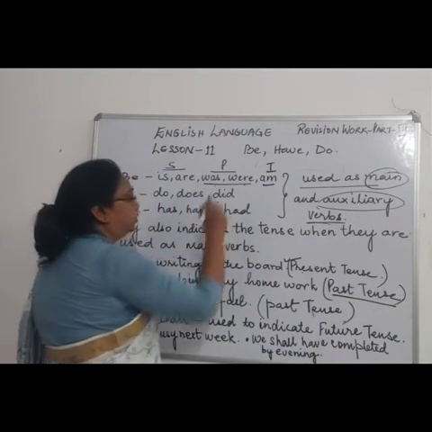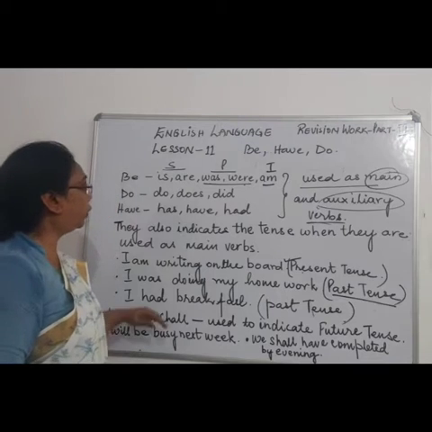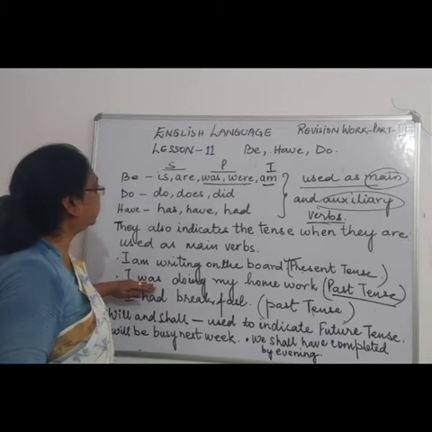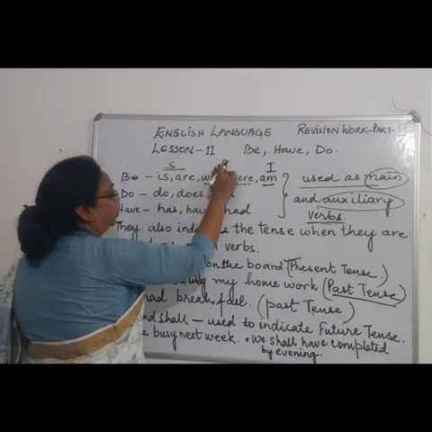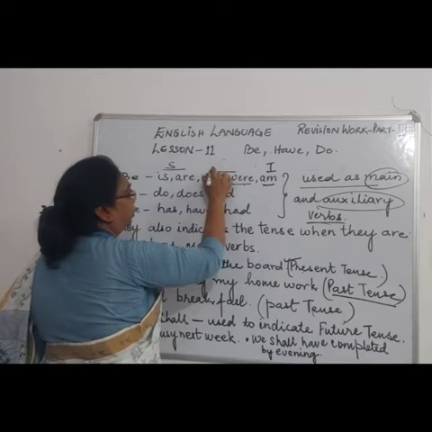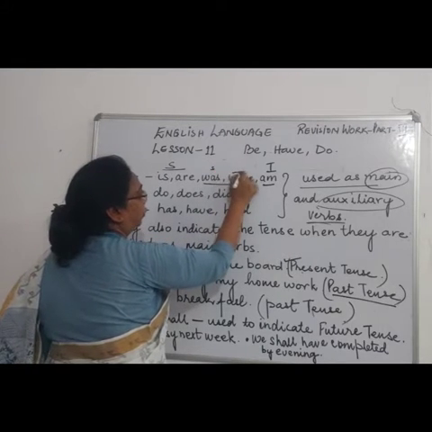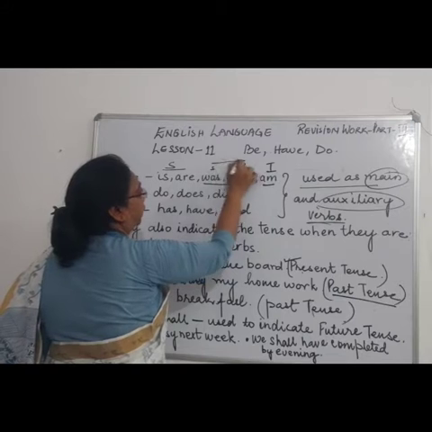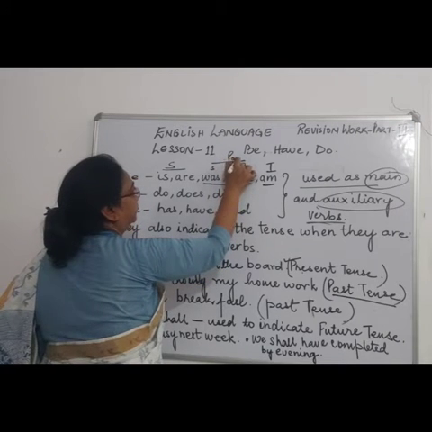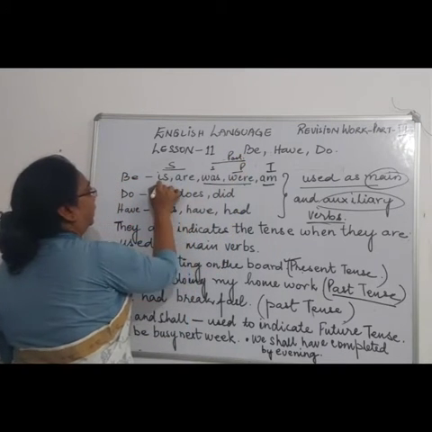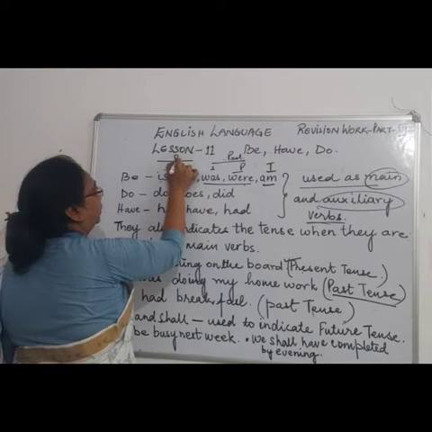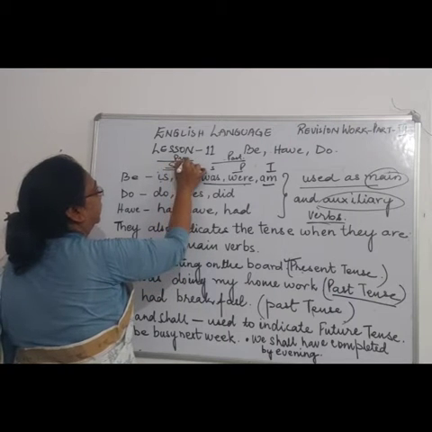Was and were generally we use for past tense. Was we use for singular and were we use for plural. They both are used mostly for past tense, right? And is and are are used for present tense.